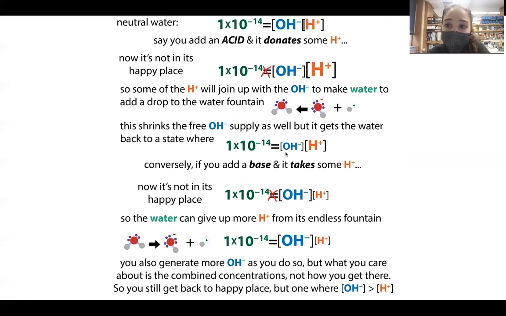And in this case, you would have a lower pH. And so this is how adding acids and bases can alter the pH of a solution. We can actually go back and forth.